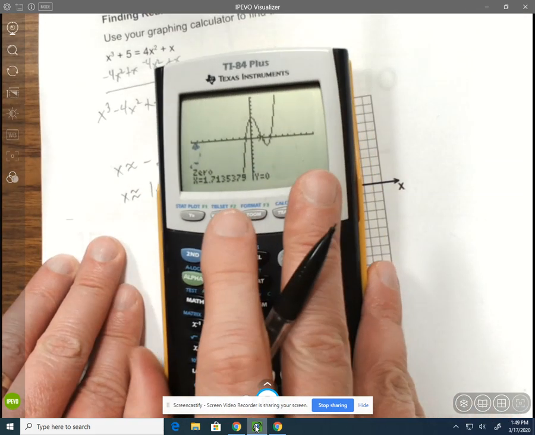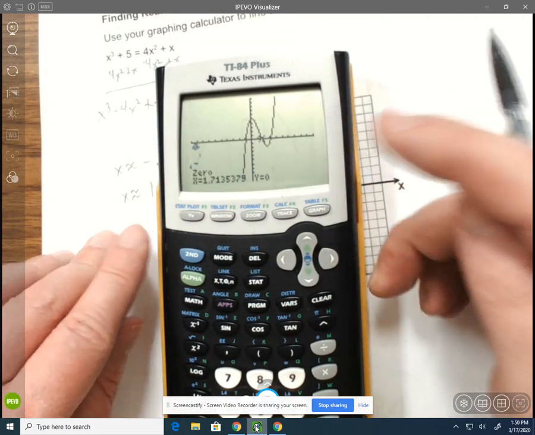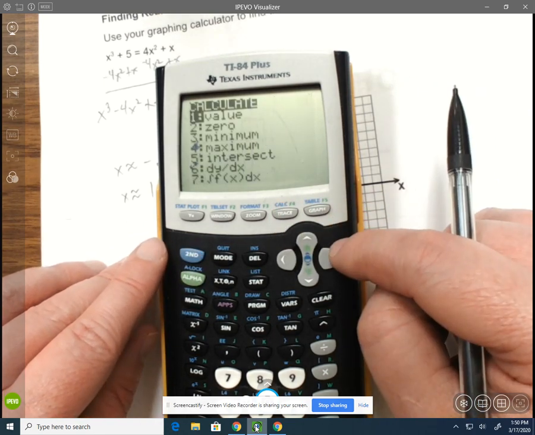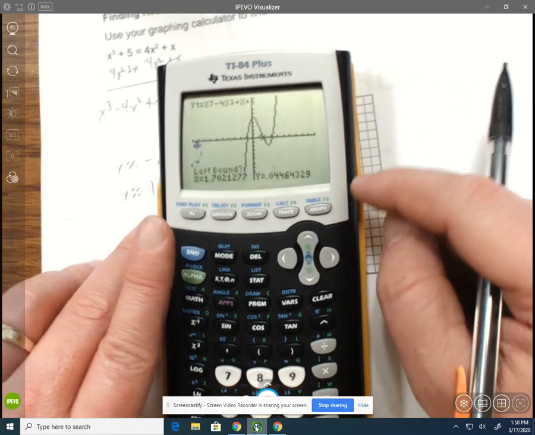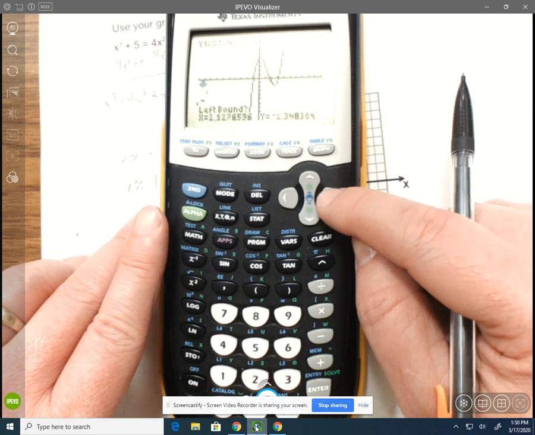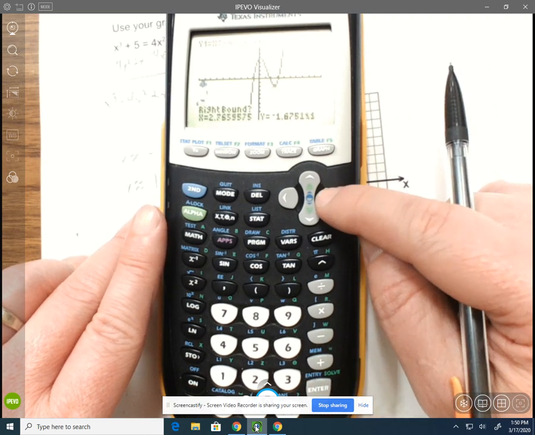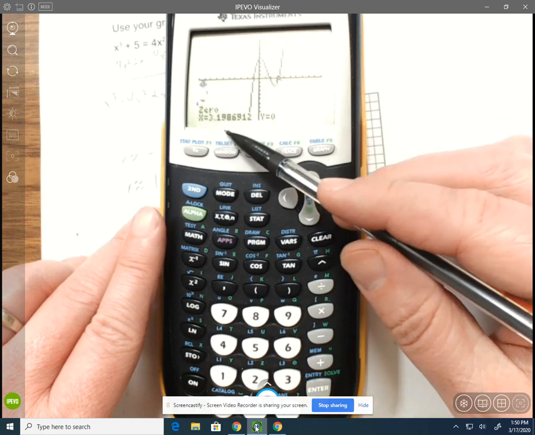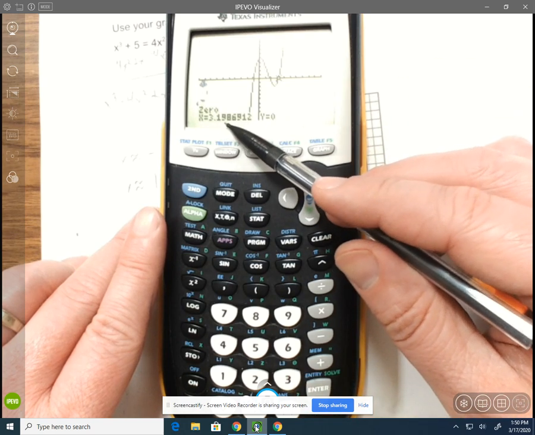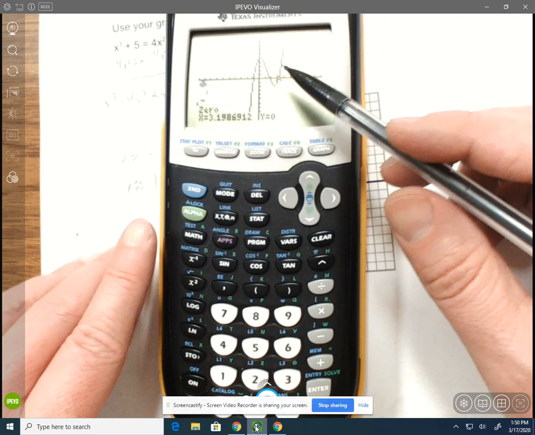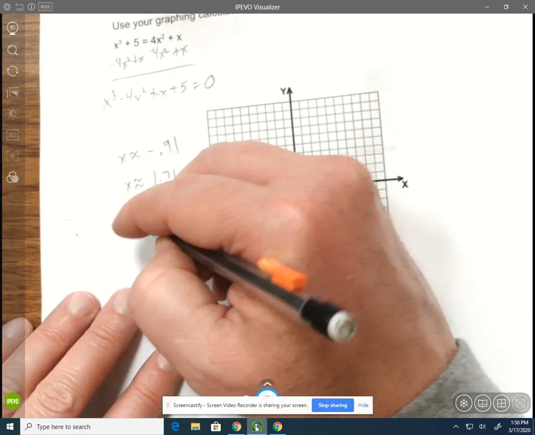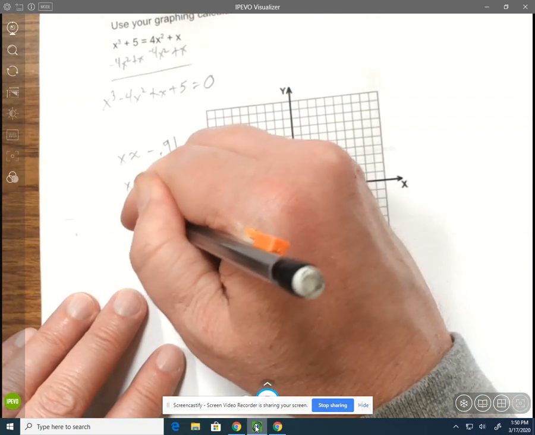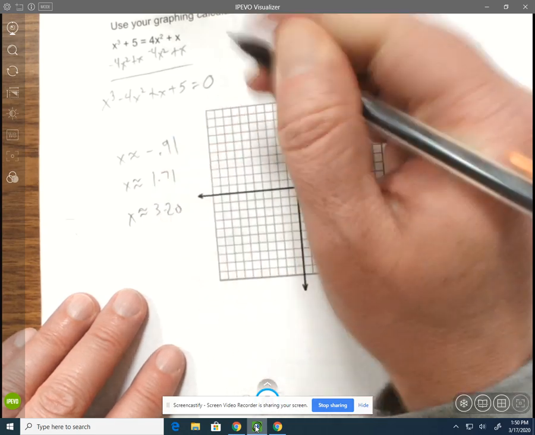Okay. And then finally, I want to find this one here. So again, I do it again. Second trace, number 2 for my 0. I want to do a left bound, get on the other side of it, do a right bound, and I get about 3 and, let's see, that 8 would round that up, so about 3 and 20 hundredths. All right, so x's are approximately, since I had to do some rounding here, 3.20.